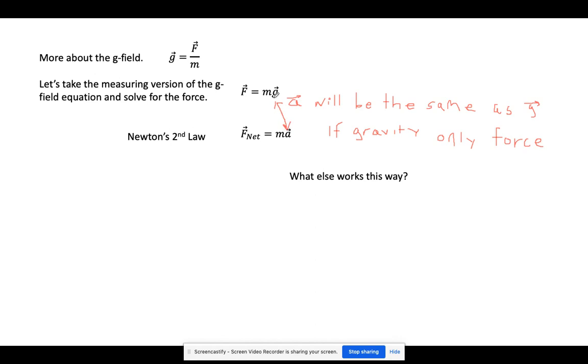G is definitely 9.8. And because gravity is the only thing, a is 9.8 when you drop something off the bleachers. Okay, so moving on, we're almost done here.